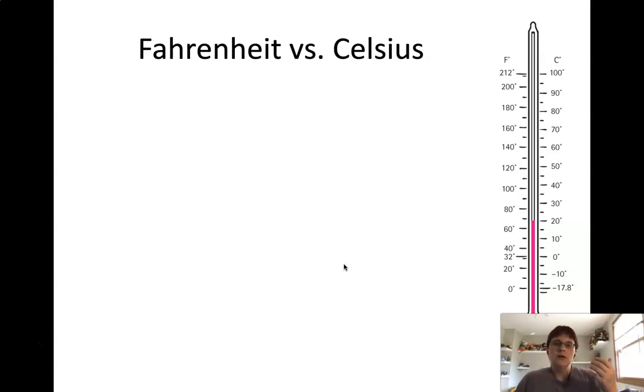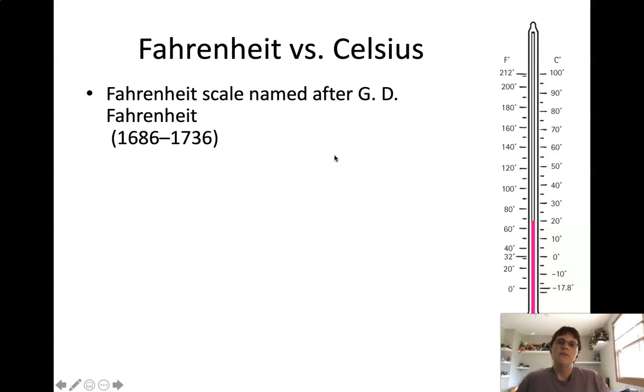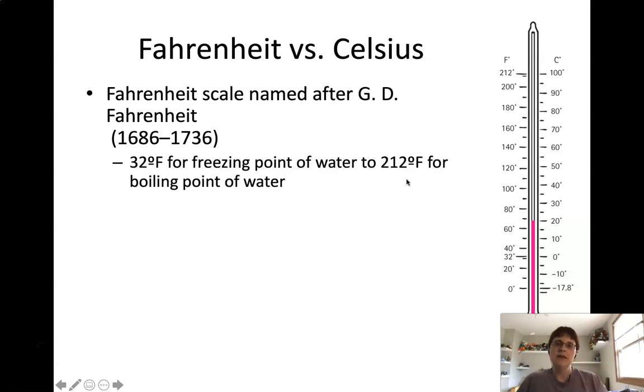So then what are we using on them to actually do the measurements? Well, it depends on where you are. So there's the Fahrenheit scale. Now I'm not going to ask you to know the guy who named it and when he lived. I just wanted to put that in there so you had an idea of how long we've had this scale. This, though, you should be a little more familiar with.